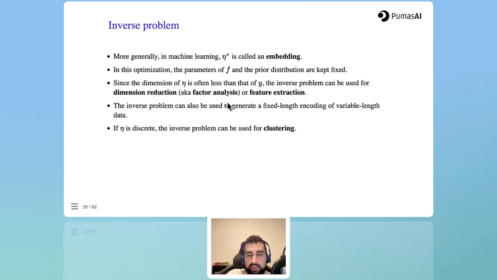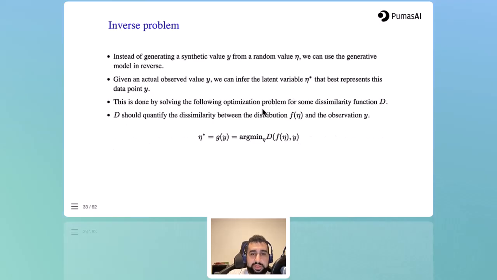Now, another common use is if eta is discrete, like for example in Gaussian mixture models, then the inverse problem can be used for clustering. So this minimization here doesn't have to be over a continuous eta, right? If eta is discrete, for example, it can only take values 1, 2, 3, or 4, the way to do this minimization is actually quite simple. You just substitute eta equals 1 here, eta equals 2, eta equals 3, eta equals 4, and find the minimum value and at which value of eta it happens. That gives me eta star, whether it's 1, 2, 3, or 4. It can only be one of those 4 choices.